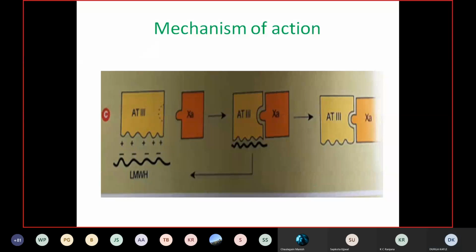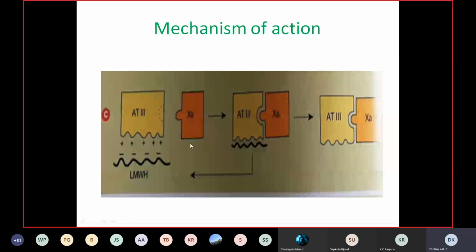Okay, this is a low molecular weight heparin. See the length of the heparin molecule. It is not so large. So it covers only this antithrombin 3. Even though it covers only antithrombin 3, it inactivates this factor 10A. So there is no requirement of coverage of this activated factor 10 to be inactivated.